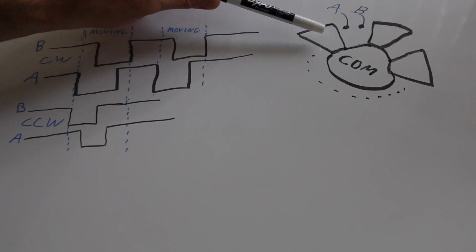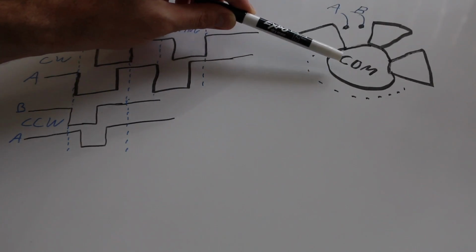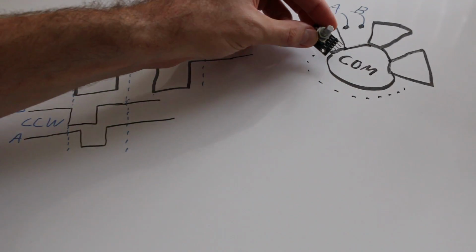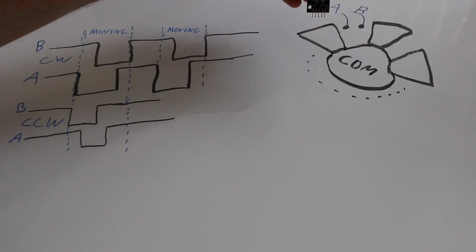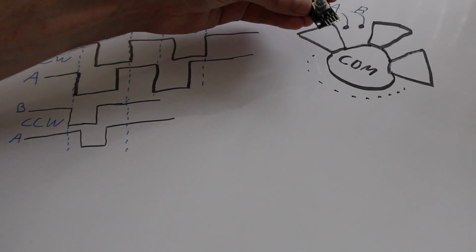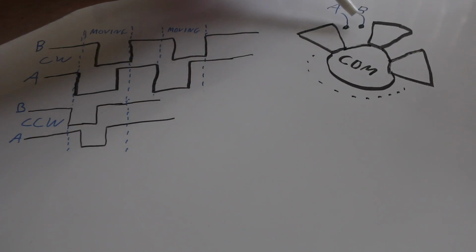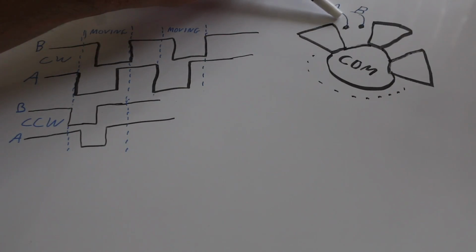Then you have this disk, which is going to be tied to a common, and on the module they make that a common ground, and then they take A and B and they call them clock and data, and they have pull-up resistors on the board. So when these are not making contact, they're getting pulled high.